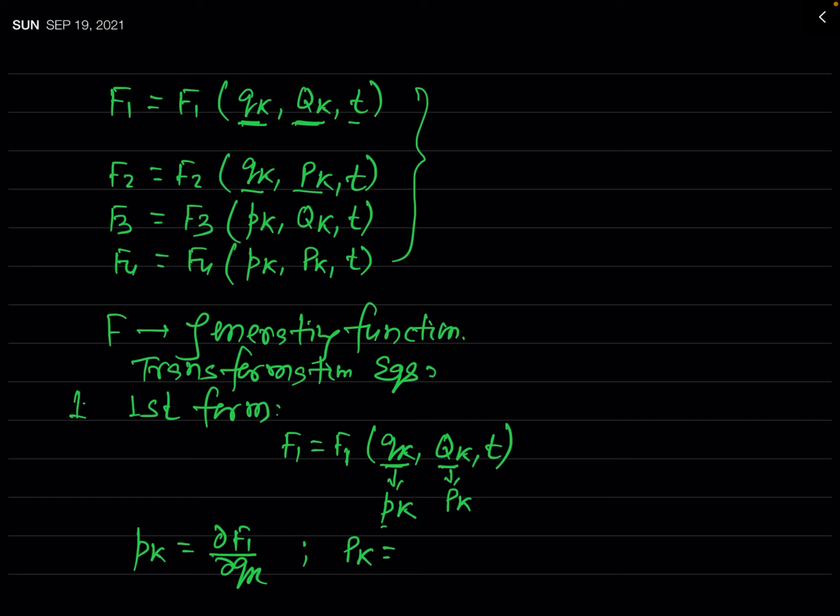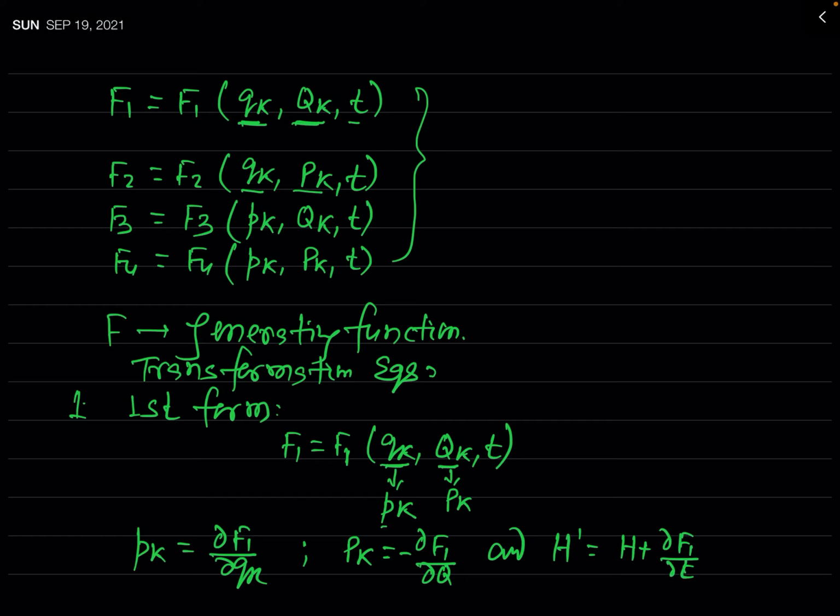Since it is a function of capital Qk, its conjugate momentum will be capital Pk, and this will be equal to minus del F1 by del Qk. And you know, the new Hamiltonian differs from the old Hamiltonian by the time derivative of the generating function. So H prime will be equal to H plus del F1 by del t.